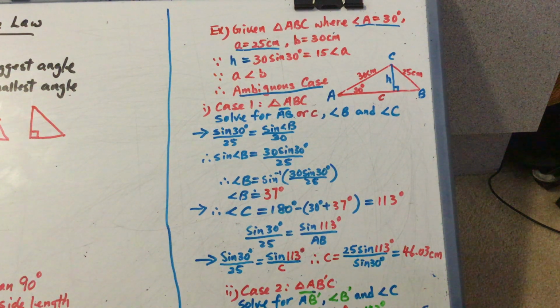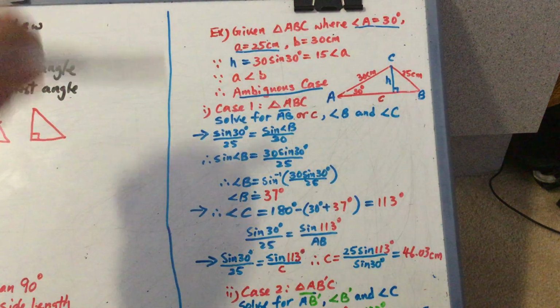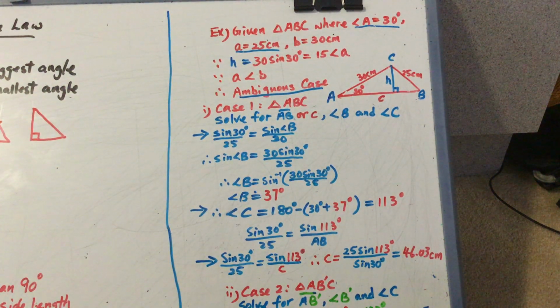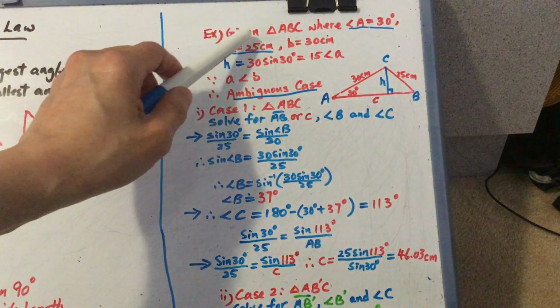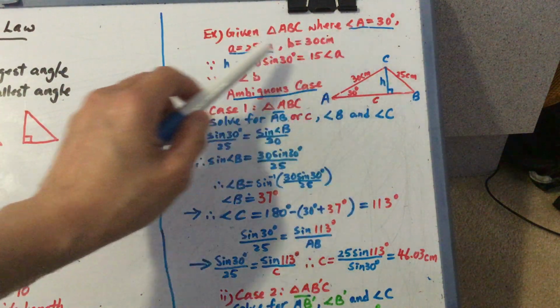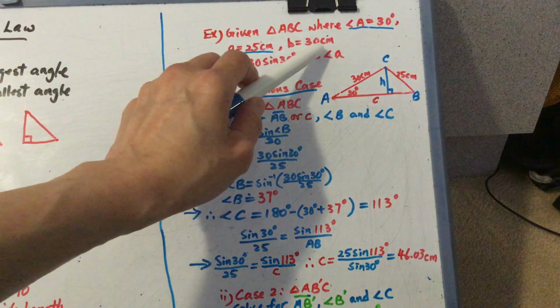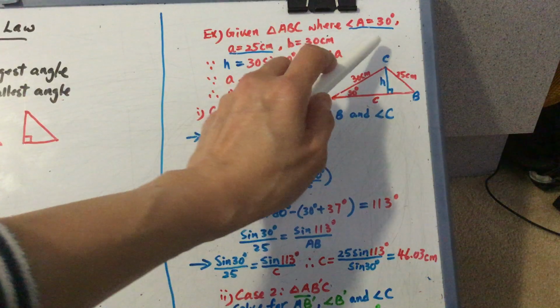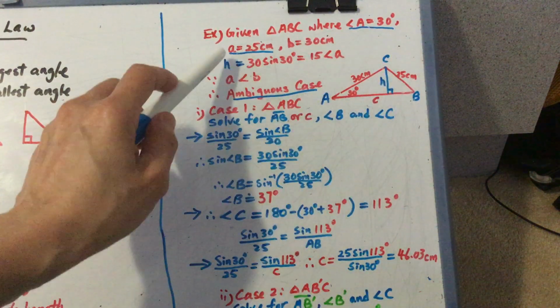Hello everyone. This second video is the continuation of my first one on the ambiguous case. Now I just want to show you an example of the ambiguous case, where you are given triangle ABC where the angle A is 30 and the length a is 25, and another length b is equal to 30 cm. So again, make sure that you take notes of the known pairs. Now we have an angle A and the length a.